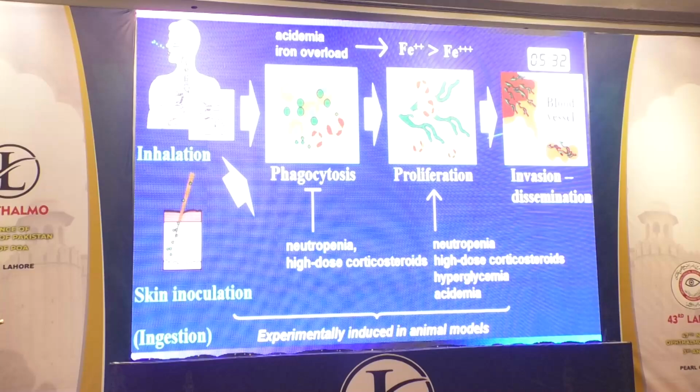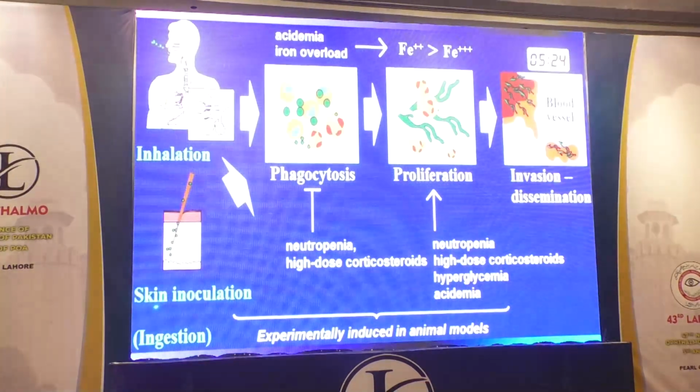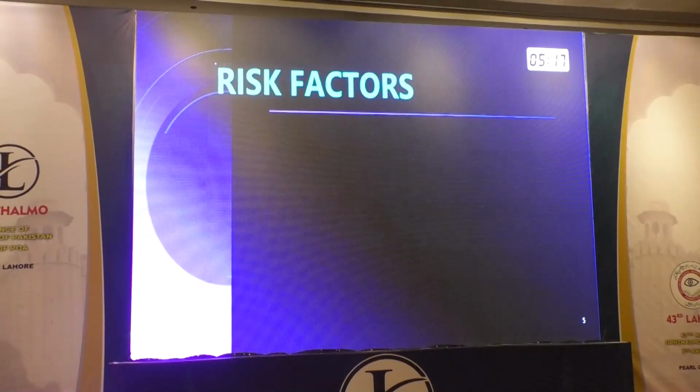Once it is in the blood, it causes thrombus formation, which leads to ischemia, necrosis and rapid tissue destruction. The other route is skin occlusion due to trauma or surgery as well. So what are the risk factors?